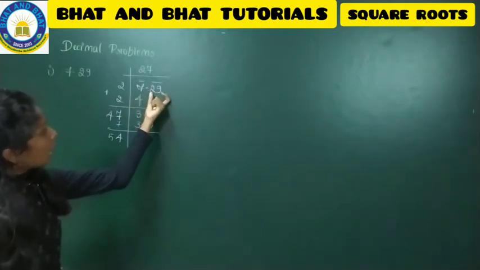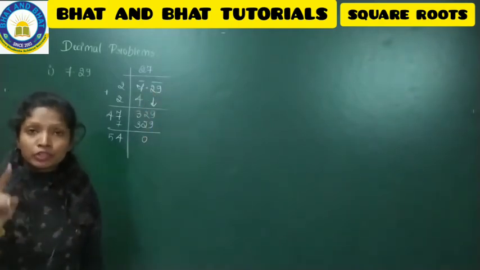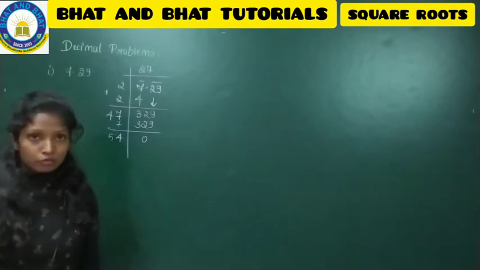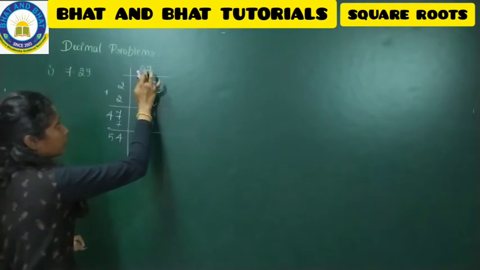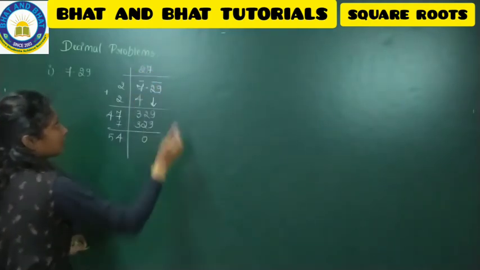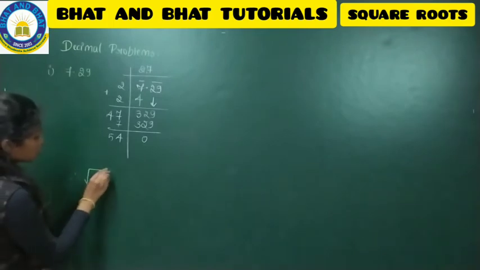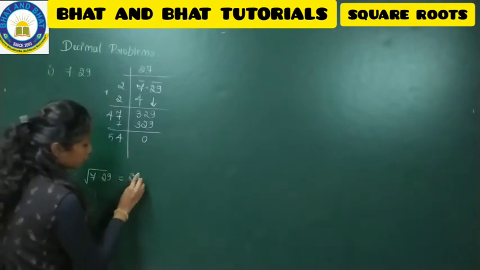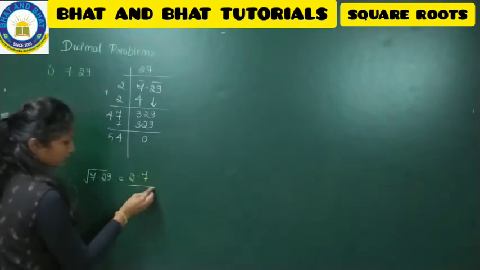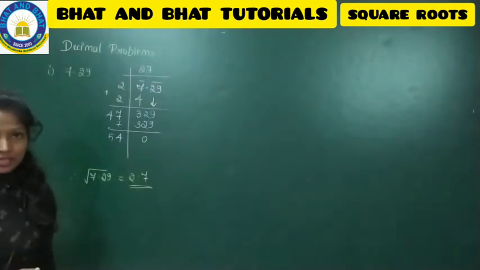You can see here, after the first pair, there is a decimal point. That means after 2, 9, the first pair of the number, there is a point. So after one number, you will be keeping the point here. So therefore, square root of 7.29 will be equal to 2.7. Got this? So now you can copy down. If you have any doubt, you can ask me. Copy down.